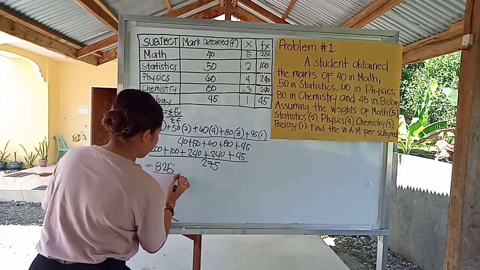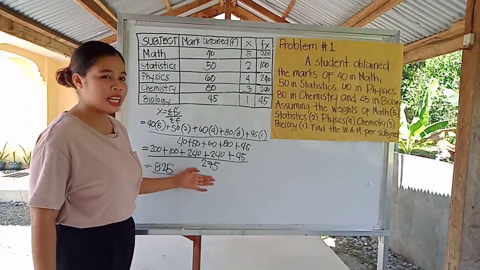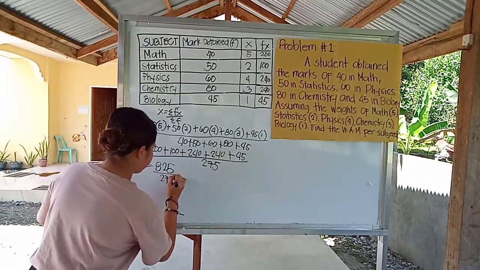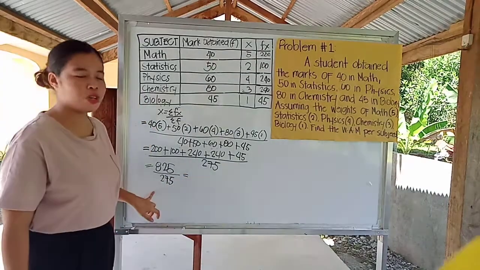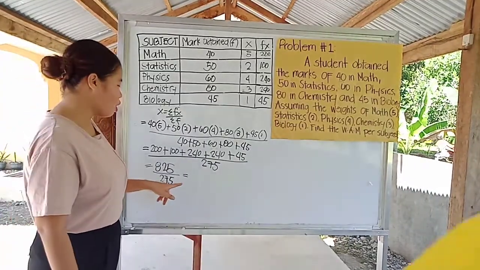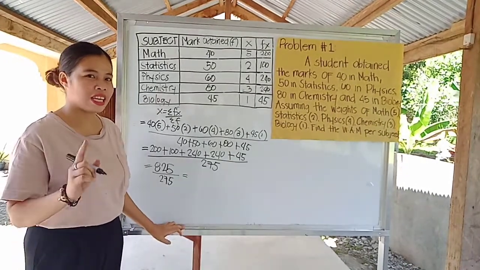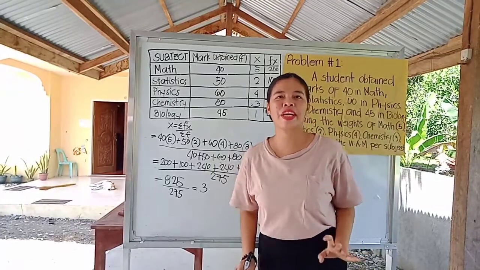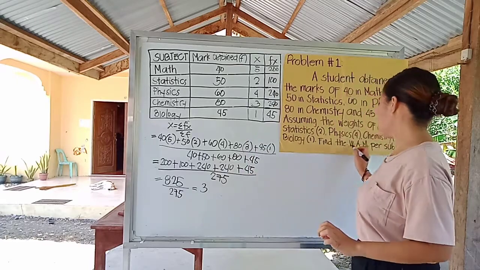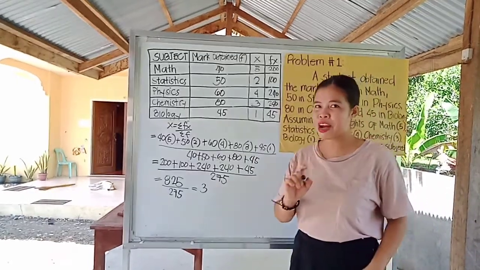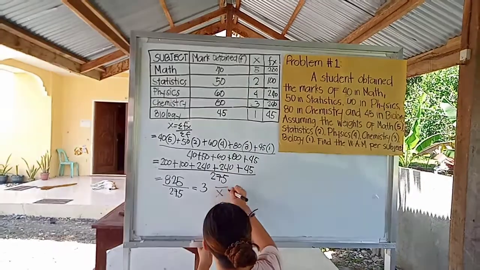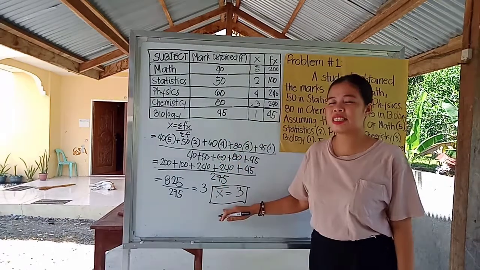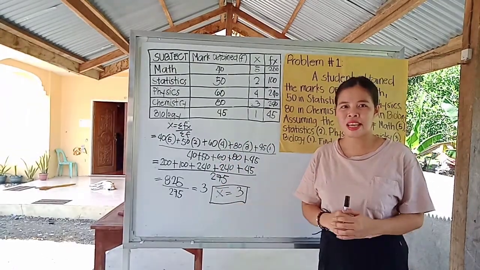And the next thing is we are going to copy the denominator, which is 275. So now, 825 divided by 275 is 3. So, therefore, the weighted arithmetic mean per subject is 3. So, our final answer is x is equal to 3. So, 3 is the weighted arithmetic mean per subject.